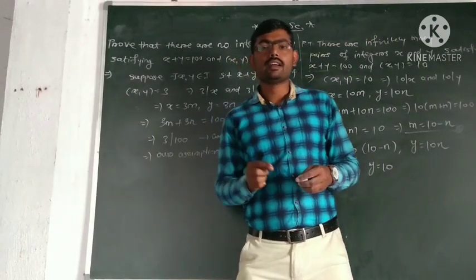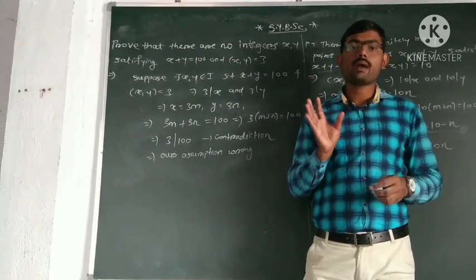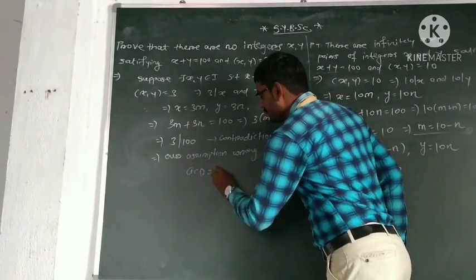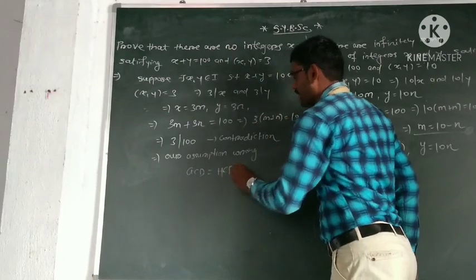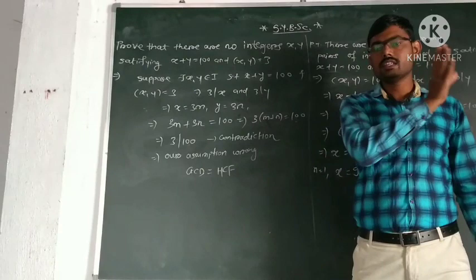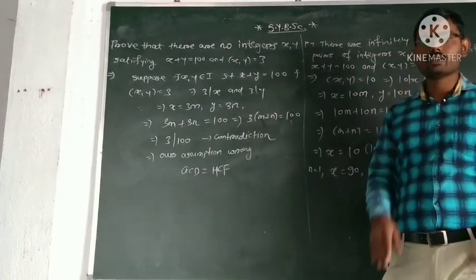And keep one thing in mind, that greatest common divisor is also known as highest common factor. Okay, GCD is the same as HCF. But LCM is a different thing. Least common multiple is a different thing. Greatest common divisor and highest common factor are the same thing.